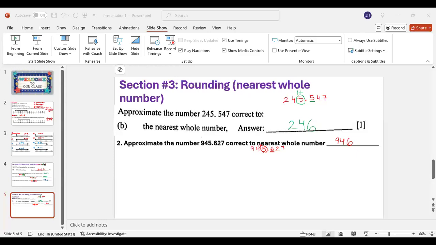So for these ones, you want to write it correct to the nearest whole number. Once you've started, please put started inside the chat again.